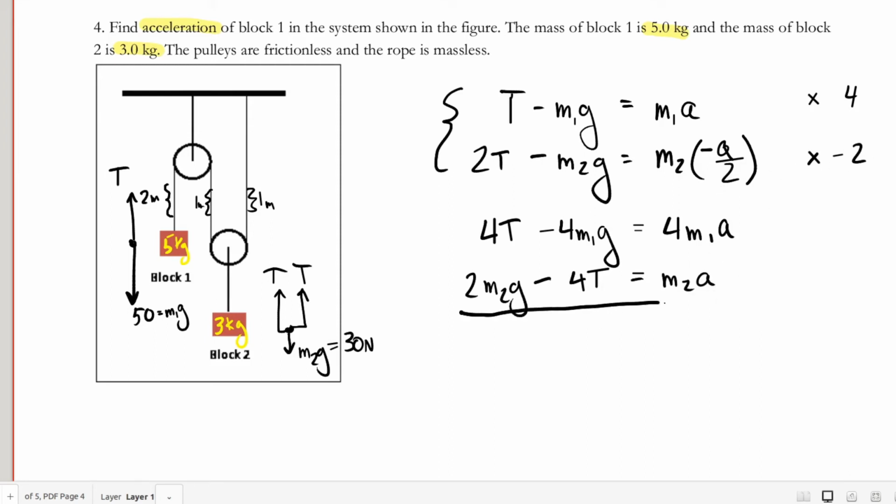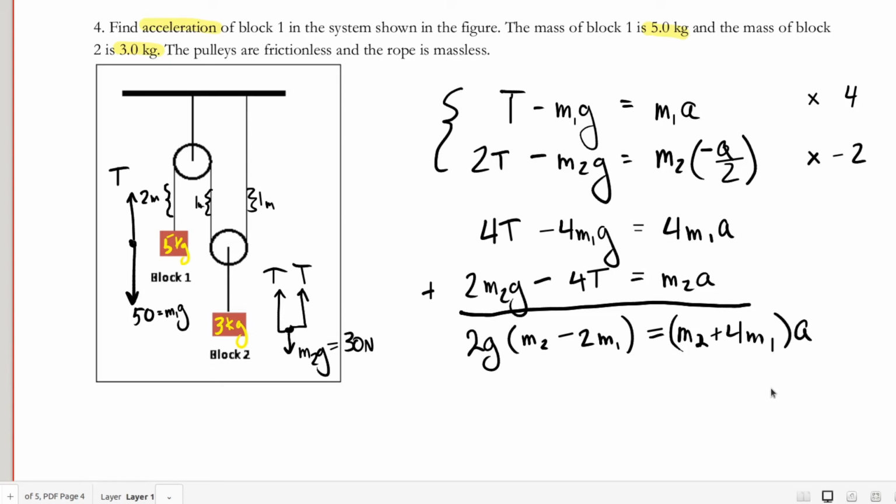So we have perfect alignment in taking a linear combination of these equations now. I've got a plus 4T and a minus 4T, so those will cancel. So we have, factoring out, a 2g times (m2 minus 2m1). I see that I distribute the 2 there and end up with this 4m1 equals, adding these equations together, (m2 plus 4m1) times a. So the acceleration in this system will be 2g (m2 minus 2m1) over (m2 plus 4m1).